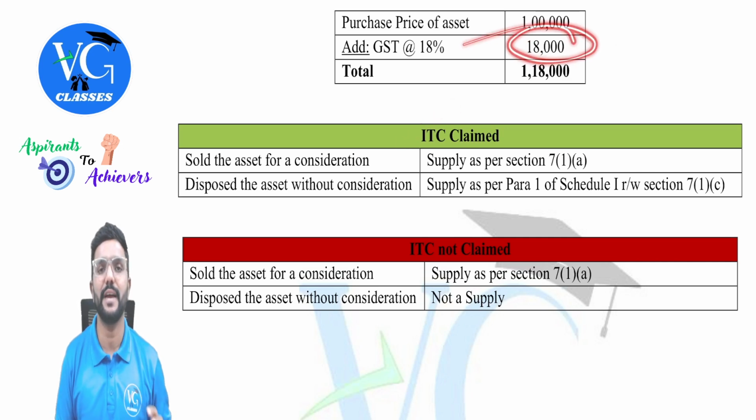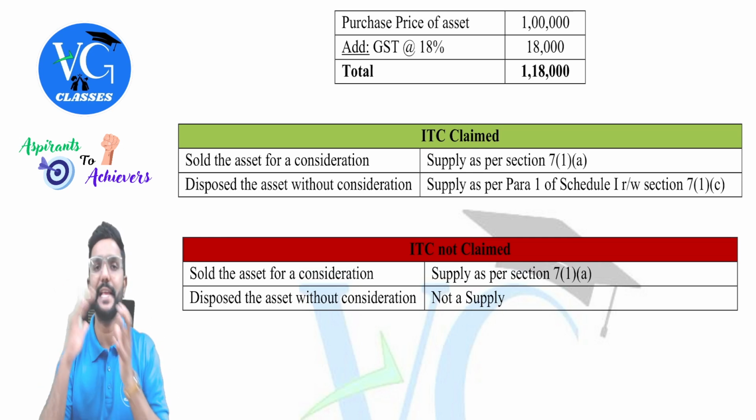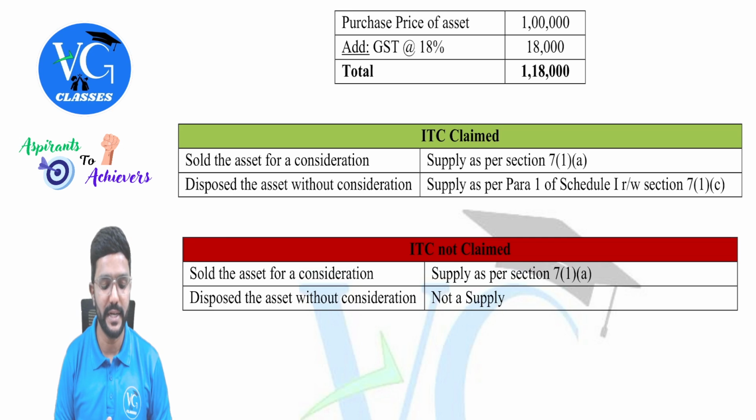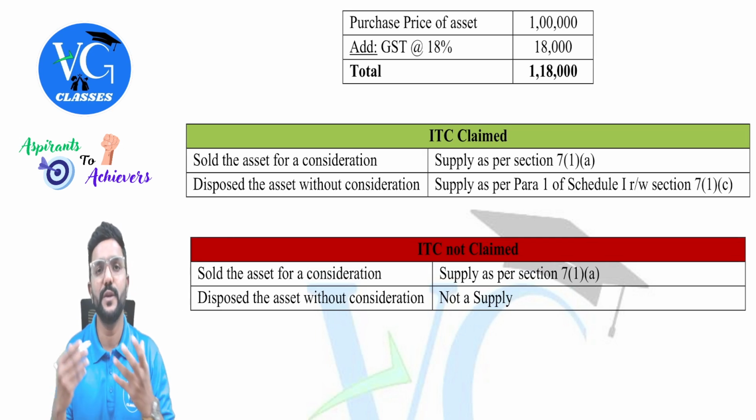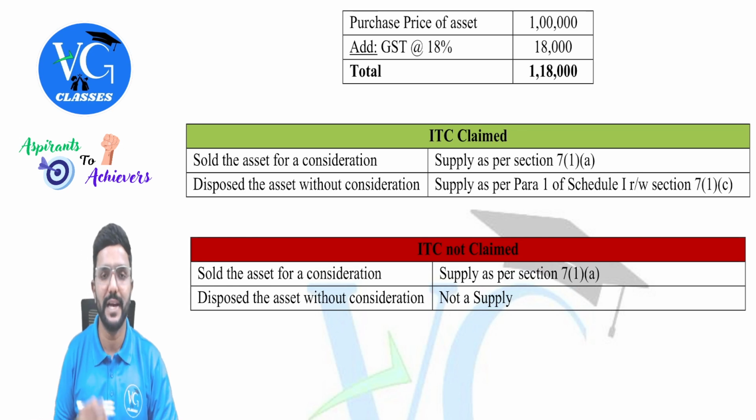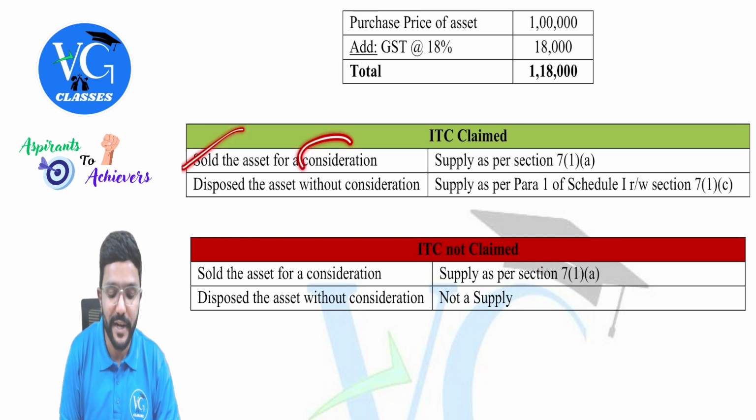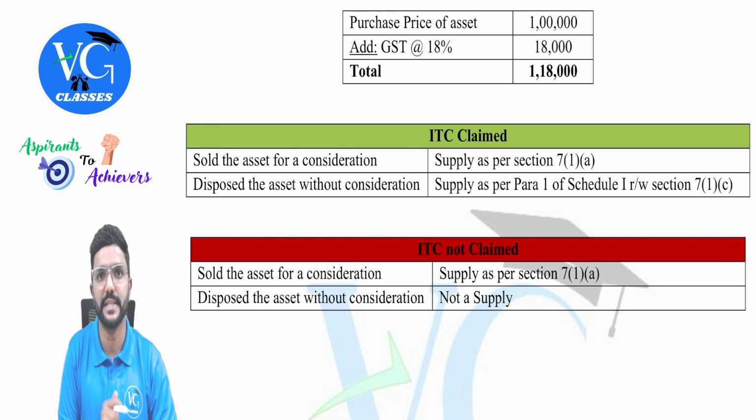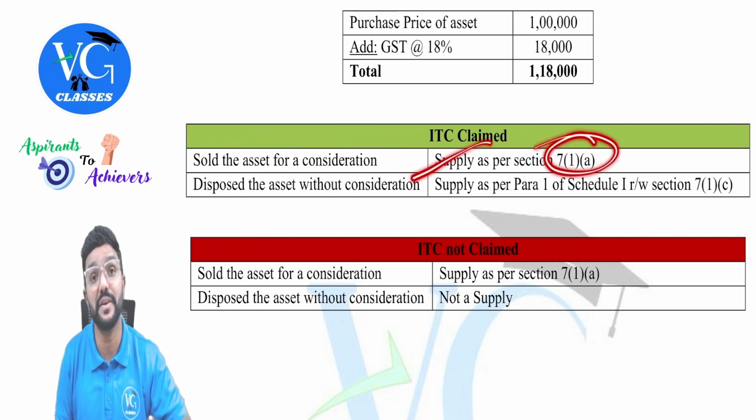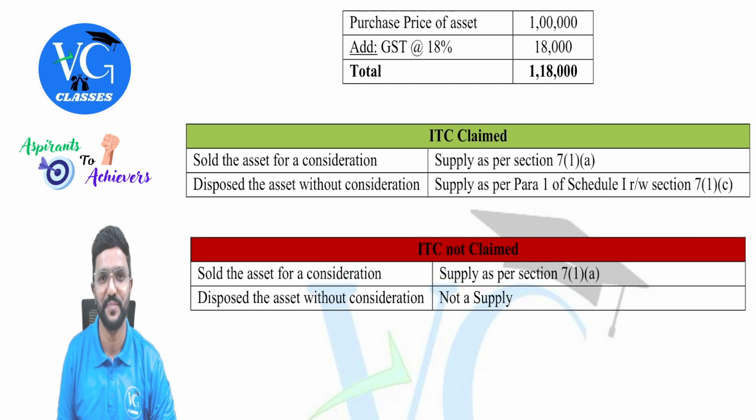Assume when I purchased, I have claimed credit for 18,000. That means I have adjusted 18,000 against my output tax. Later, after using the asset in business for a few months, assume I have sold it for a consideration. Is it a supply? Yes, as per 7(1)(a), because consideration is there.